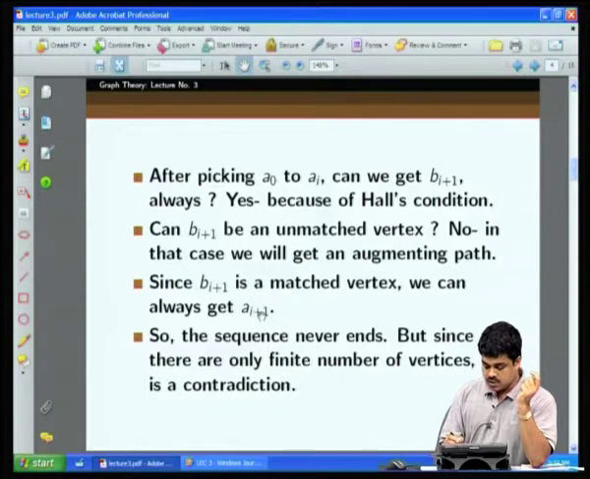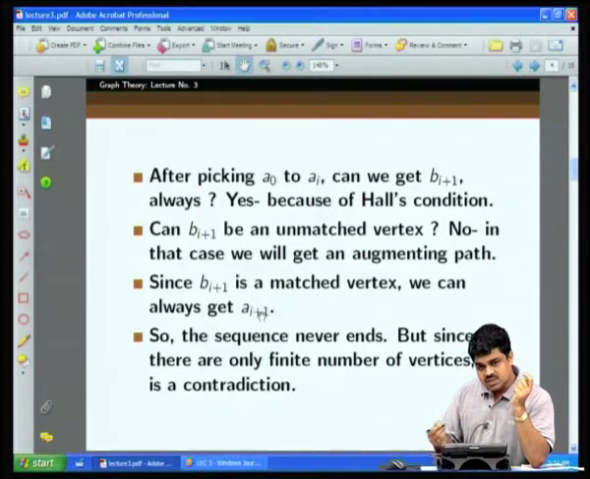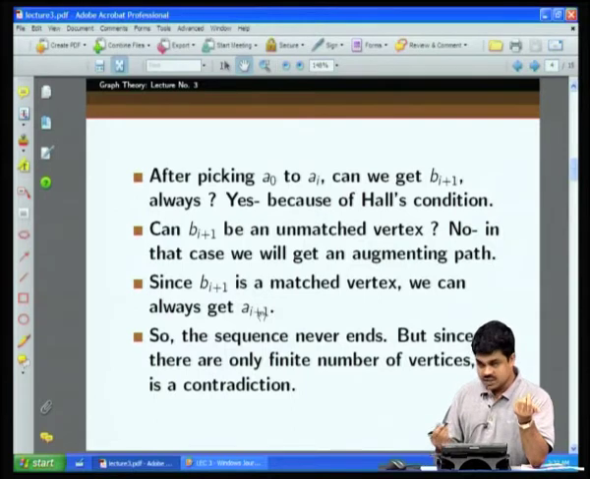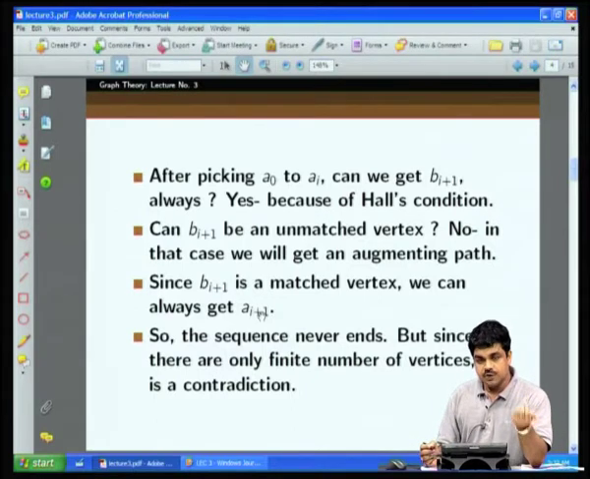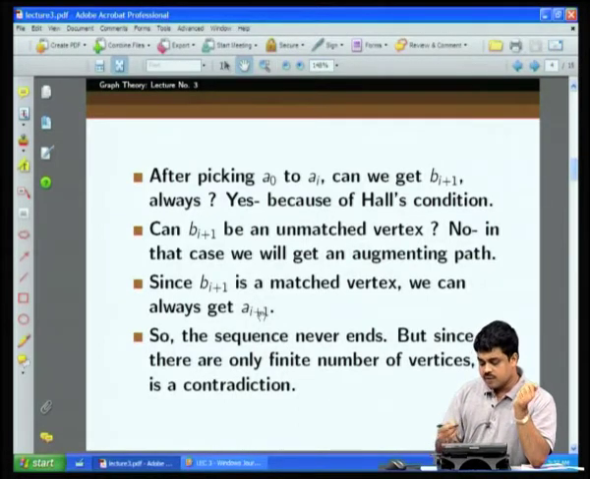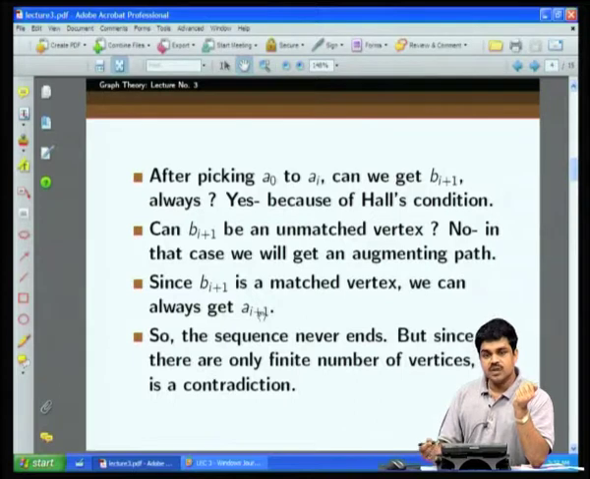So, what we see is that the sequence will keep on going, we do not see an end to it, because there is no reason for it to end. Always we will find Bi+1, always we will find Ai+1, all distinct. How is it possible? It is definitely not possible, because we do not have so many vertices in the graph. The matched vertices will finish off at some point of time. Therefore, at some point we should run out of the matched vertices on the B side, and we will not get a new Bi+1.